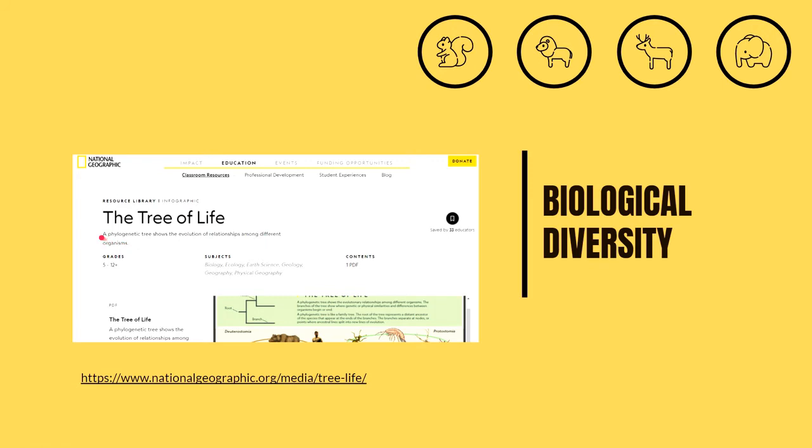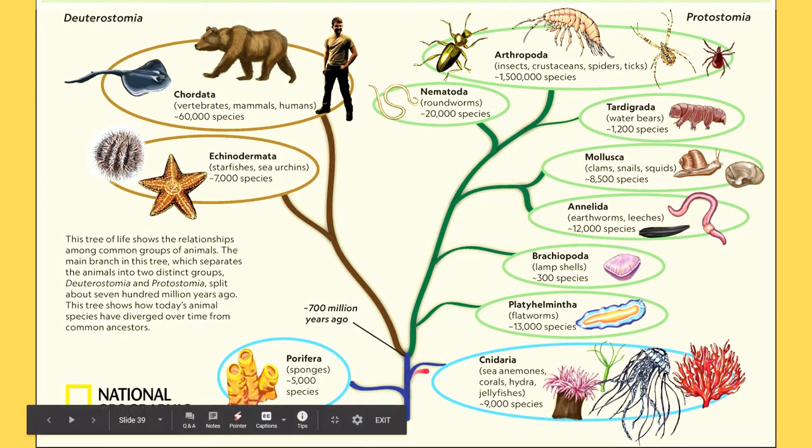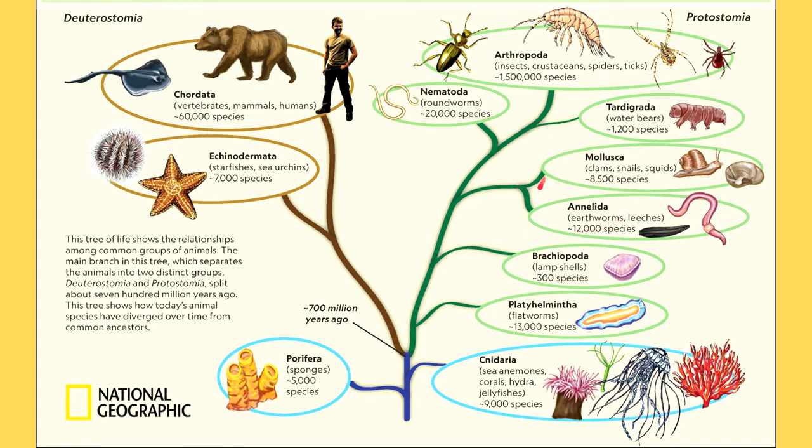It's actually a phylogenetic tree that shows us the evolutionary relationship among different organisms. So this one is the phylogenetic tree for animals. It shows us how animals are related to each other and how they evolved from a common ancestor. Again, the nodes show us that they shared a common ancestor. You can visit this page and see how today's animal species have diverged over time from their common ancestors.